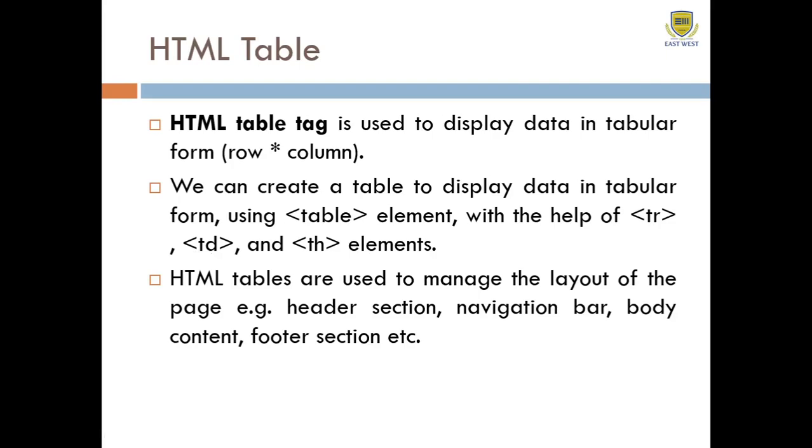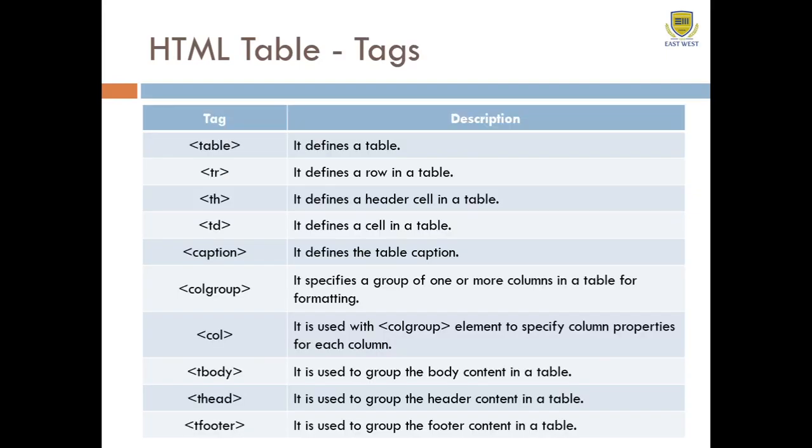HTML tables are used to manage the layout of the page. For example, the header section, navigation bar, body content, footer section and so on. But it is recommended to use the division tag over the table to manage the layout of the page. There is a special tag called the div tag, that is division tag, so it divides the contents. Whenever I try to use a table to display it in a proper way, I should go for the division methodology. Here are some table tags that we use in HTML.